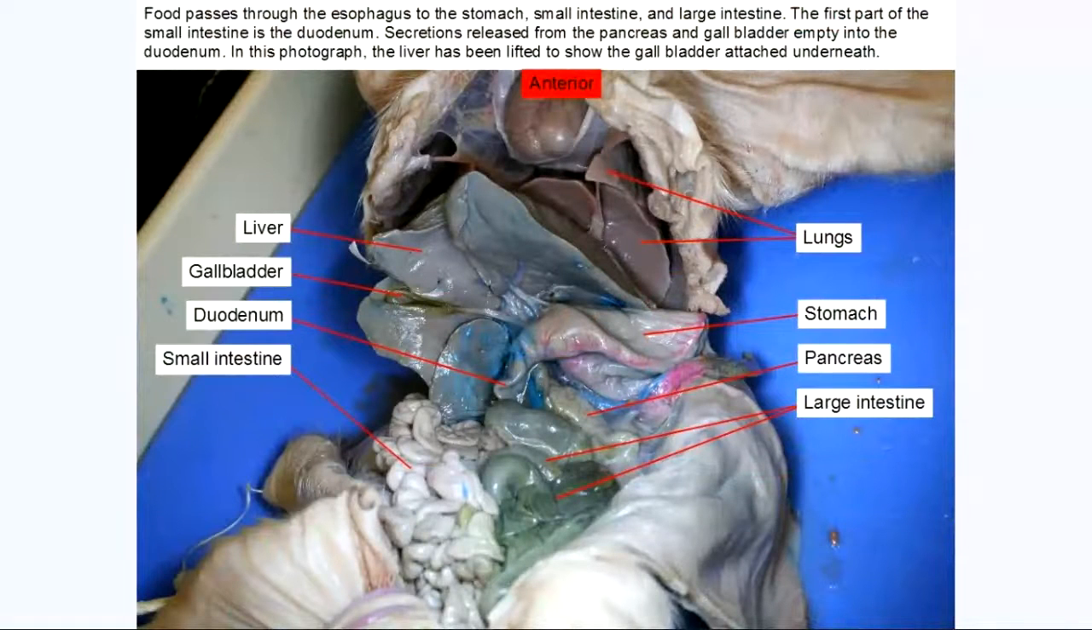Here it is. The duodenum, right? Here's the stomach, and here's the sphincter. The sphincter is just a muscular ring that closes, right? And it opens up when the stomach is ready to empty its contents into the small intestine. And that first portion is the duodenum.